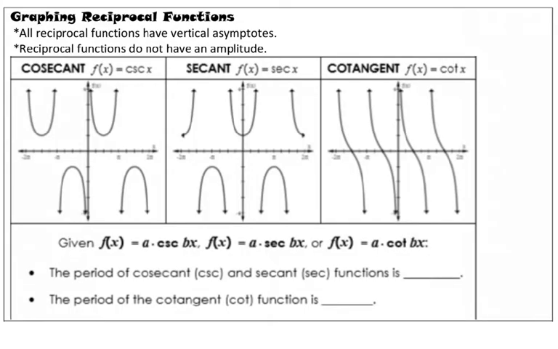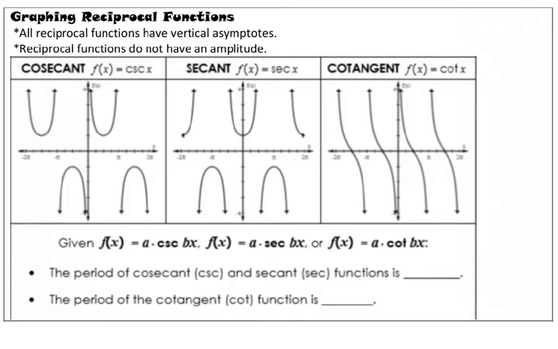All reciprocal functions have vertical asymptotes. Just so you know, reciprocal functions do not have an amplitude, so you won't be asked to find that. That's pretty nice. So there's your reciprocal functions: secant, cosecant, and cotangent.